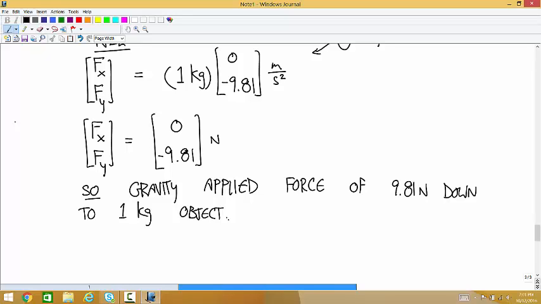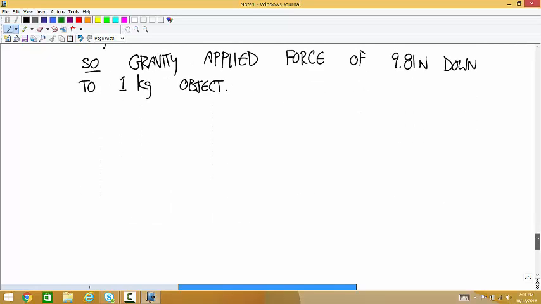So maybe that's the story. Maybe gravity always applies a force of 9.81 newtons to any object downward, right? So now let's do it for something with a different mass and see if that checks out. So now let's do it again for a 100 kilogram object in free fall.